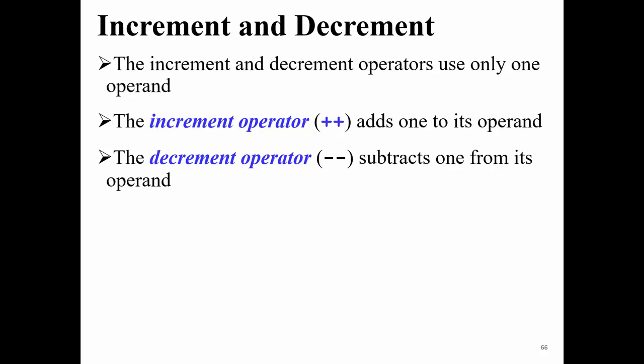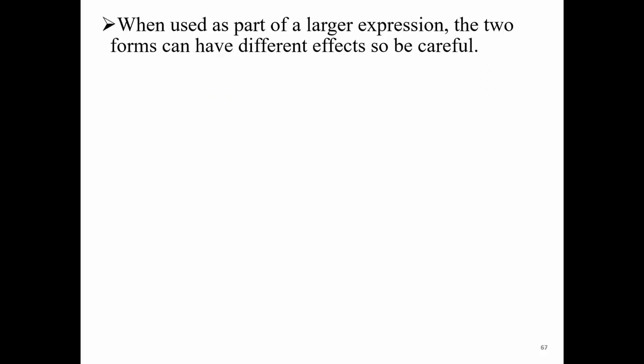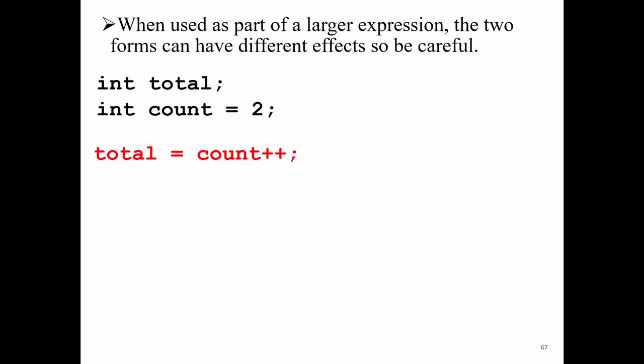We have the increment operator plus plus and the decrement operator minus minus. That's to add one or subtract one, and we can use them pre or post. So we can have a statement like count plus plus, which is equivalent to count equals count plus 1. This is a very powerful shortcut we can use inside our Java code. So total is defined, and then we have int count equal to 2, and then I say total is equal to count plus plus.